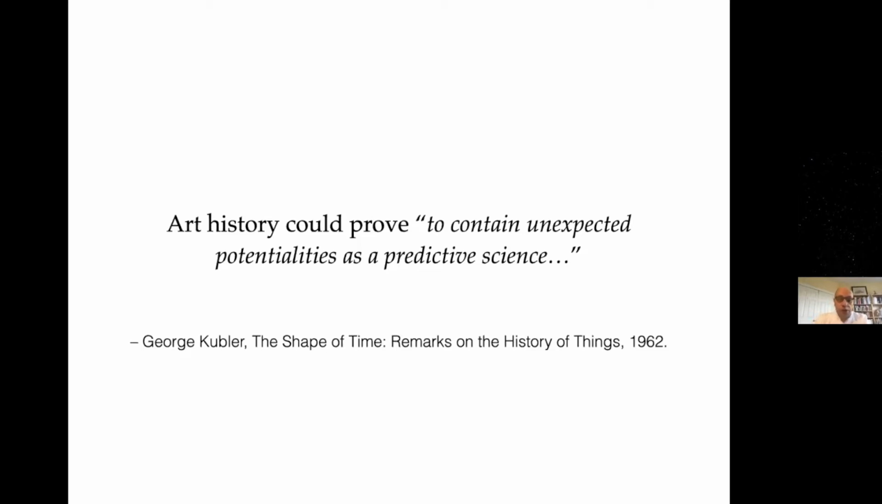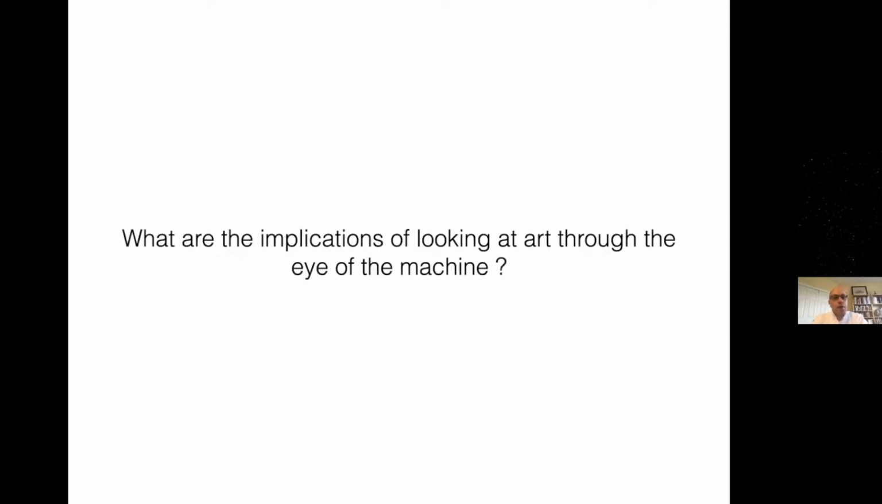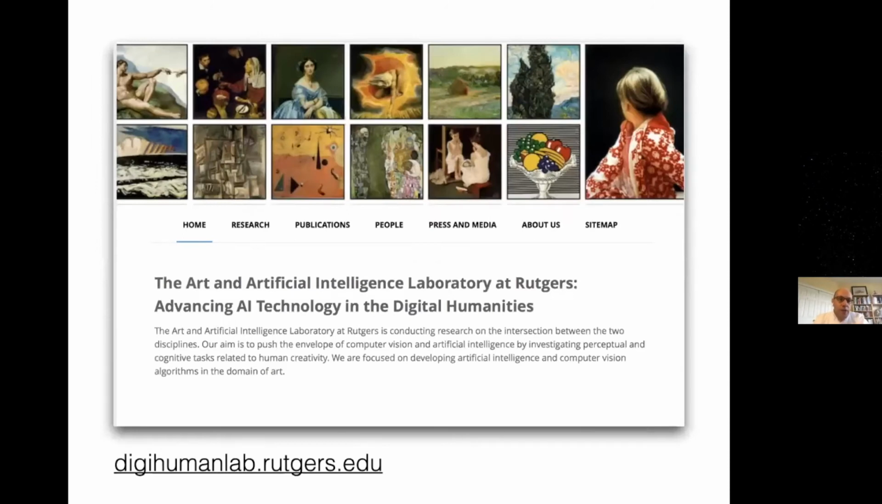which is a very uncommon view within art history. So my goal is really to understand what the implications are of looking at art through the eyes of the machine. By that I mean AI in particular. That's why I started the AI lab about maybe 8 years ago at Rutgers, really focusing on advancing AI by looking at art and also seeing what we can do about art if we do AI.